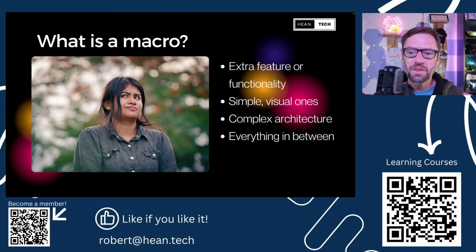So the first question is, what even is a macro? Welcome, Sarah. It is an extra function or feature that we can add to a Confluence page. So in the context of Confluence, a macro pretty much always refers to something we stick on a page.